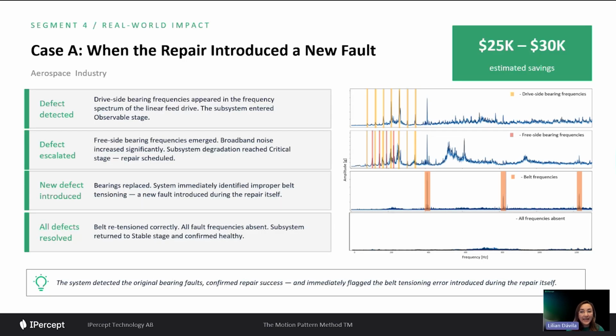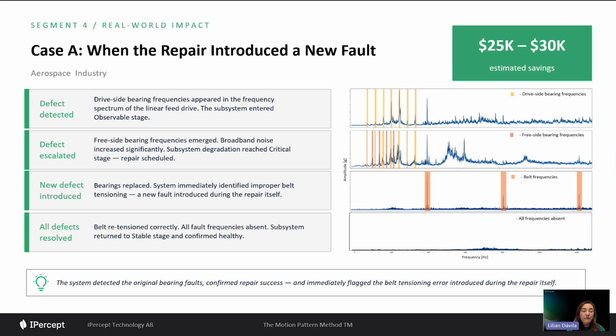So here we have case A, a linear feed drive on a 5-axis milling machine. We have 4 different phases of this case and 4 different plots that showcase each of these phases. In the plots, we have the frequency domain spectrum of the linear feed drive, with frequency in hertz on the x-axis and amplitude on the y. I'm going to walk you through each of these phases because I think they really showcase the capabilities of the motion pattern method much better than a single detection event.